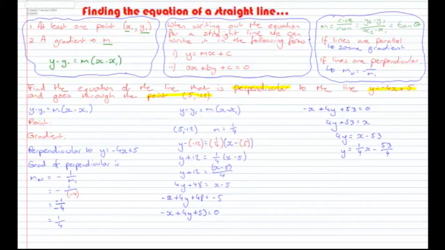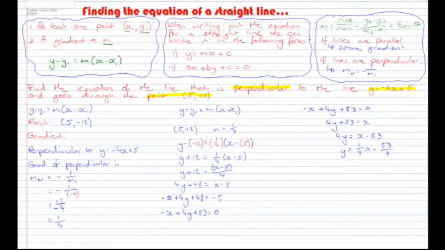Right, I've written out my formula to find the equation of the line, and I've got my point, it's already been written here at 5, negative 12. And my gradient, well, that's going to be perpendicular to this line. So we haven't actually been given the gradient, but we have been given information to be able to find it. So let's go through and do that.